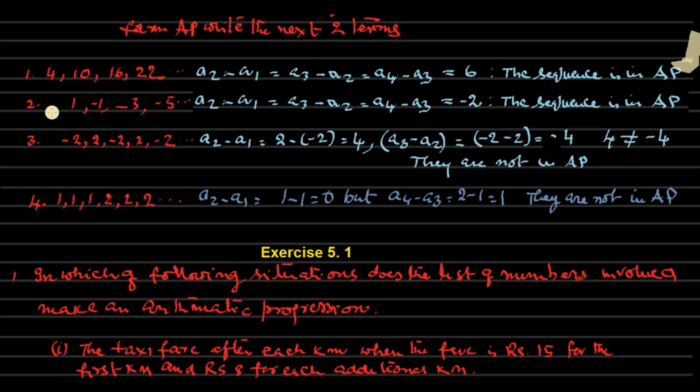This, second one. 1, minus 1, minus 3, minus 5. This is A2, this is A1. A2 minus A1 is minus 2. A3 minus A2, minus 3 minus of minus 1, plus 1, minus 2. Everything is minus 2. The sequence is an AP. First term is 1.